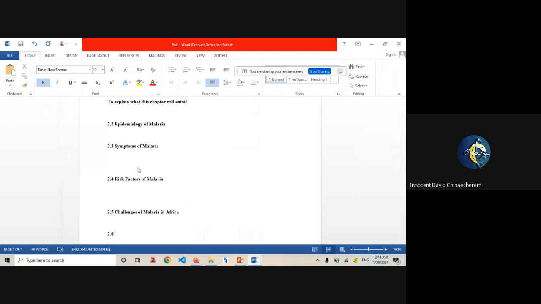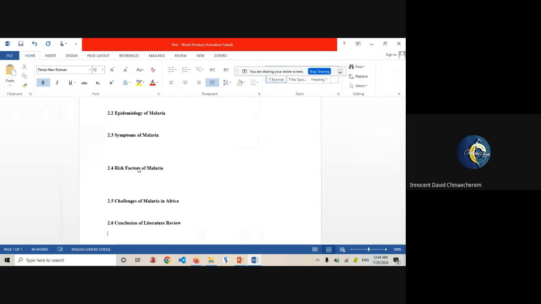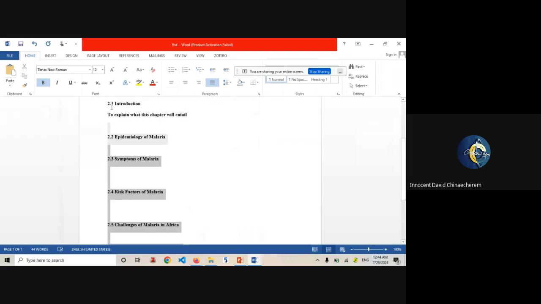Maybe in 2.6, you say what? Conclusion of literature review. Now, what do you notice? One common thing you notice is that what? All your headings are based on your judgment. All the headings here are based on your judgment.